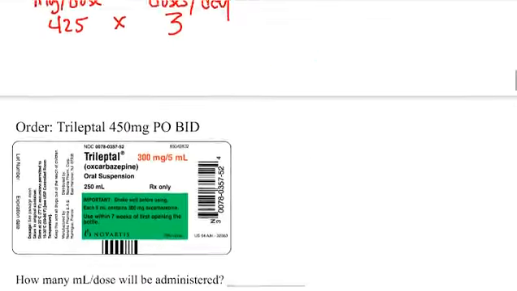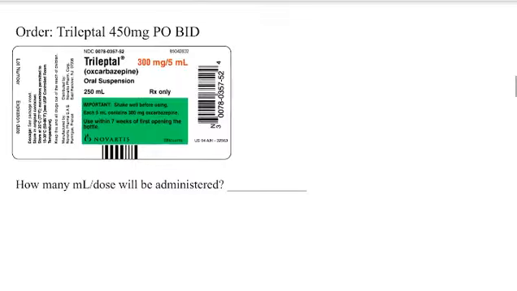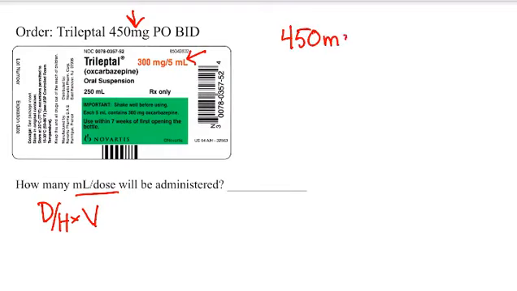Okay, scrolling right along. End of the question. Milliliters per dose. What do I need to know? Well, I need to know my doctor's order, and I need to know my drug concentration. This is going to be a D over H times V calculation. So what's my D? What's my doctor's order? 450 milligrams. Okay, what do I have? I have 300 milligrams per 5 milliliters.